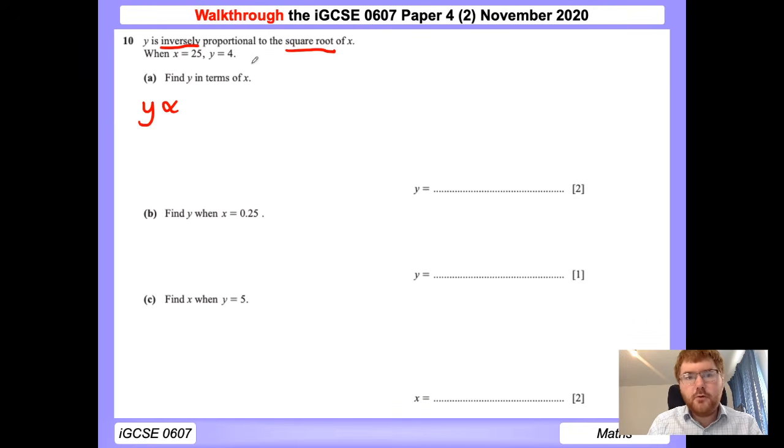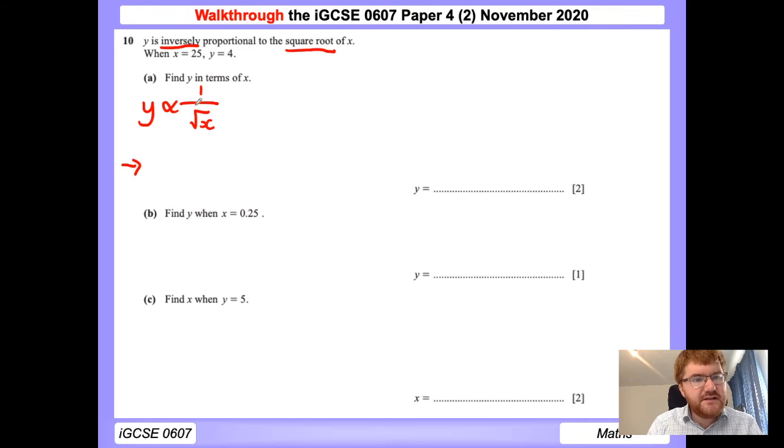As soon as I see the word proportional, I think proportionality statement. And let's go through this carefully. So y is proportional to, or inversely proportional. So we're going to write 1 over, because it's inverse, and then the square root of x. This then gives me the equation.